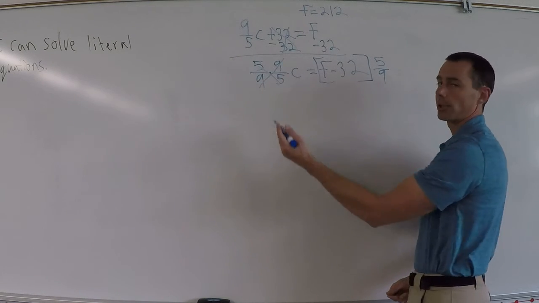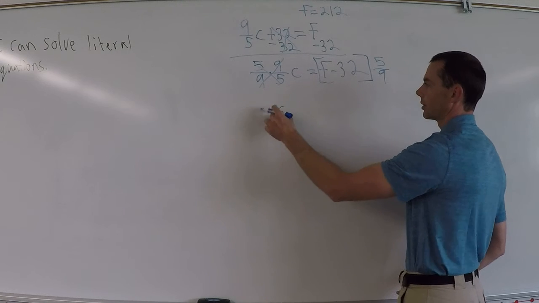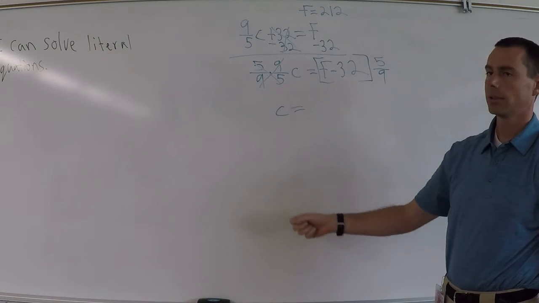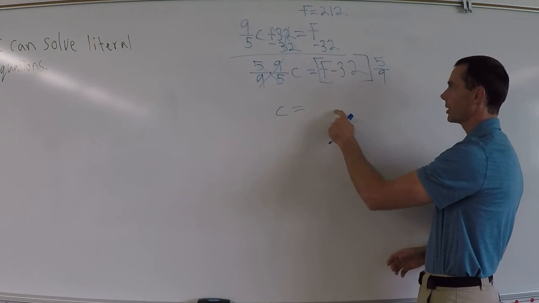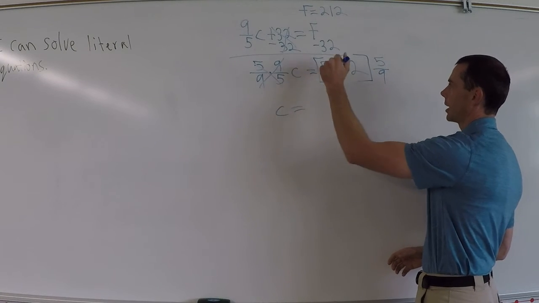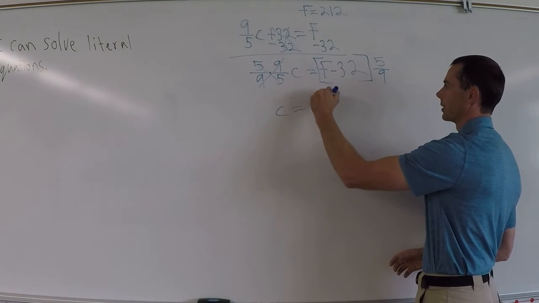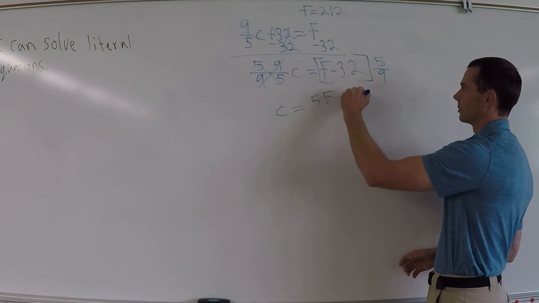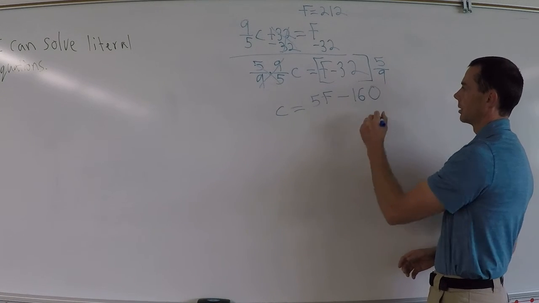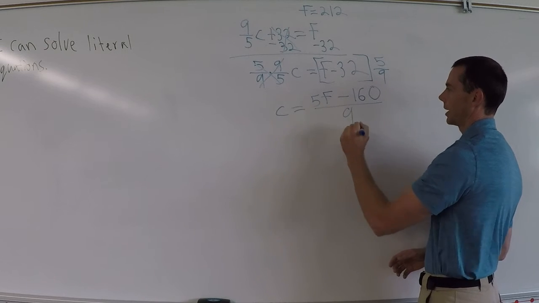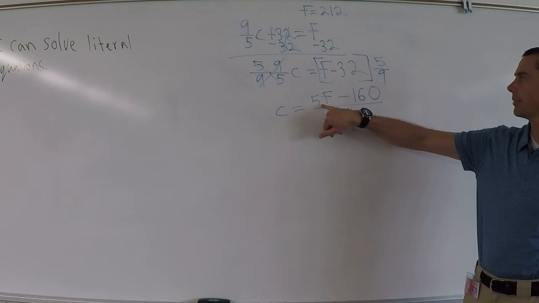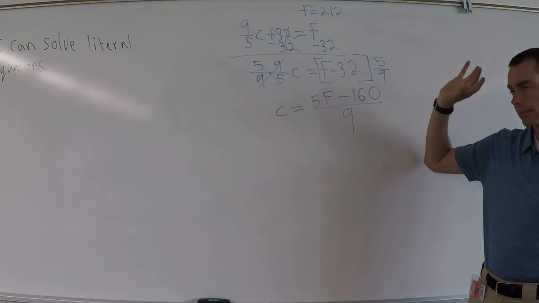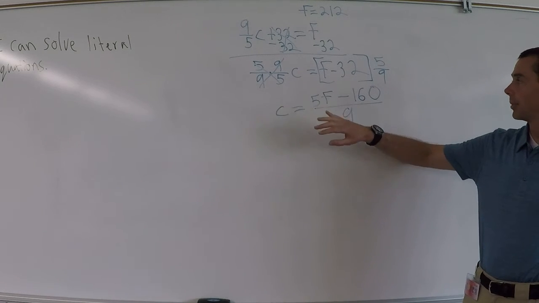This cancels out and becomes a 1, and so we have 1C. We don't need to write the 1, but we could. We just want to know what the value of 1 degree Celsius is, I guess. 1 degree Celsius, 5 times all of this on top would give me 5F, minus 5 times 32 is 160. And all of that divided by 9. So 1 degree Celsius is equal to 5 degrees Fahrenheit minus 160 divided by 9, which is a lot, I understand. So we're going to plug this in now.